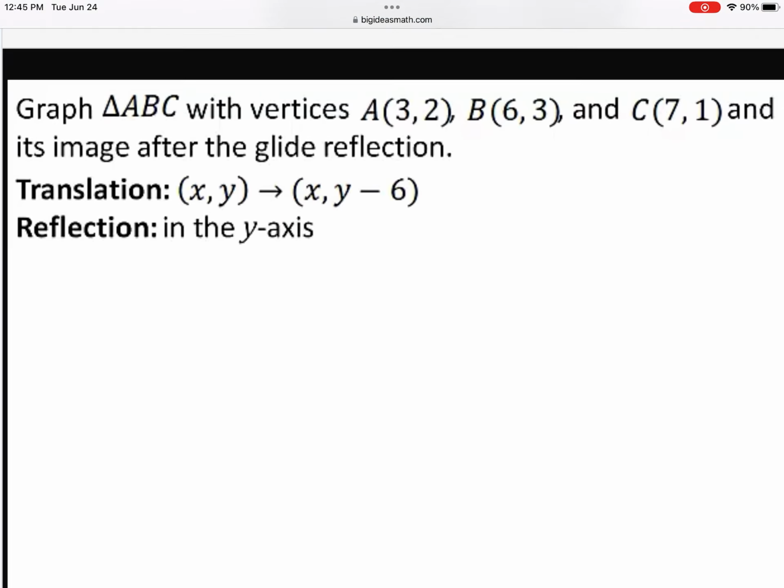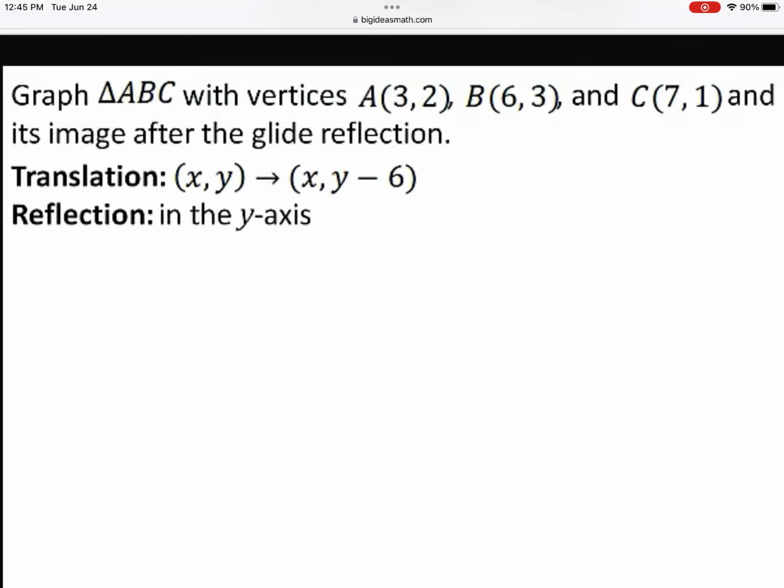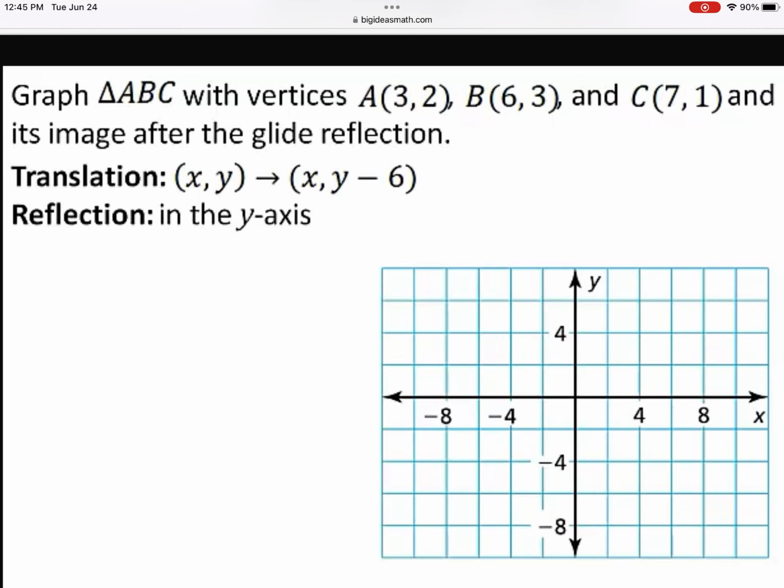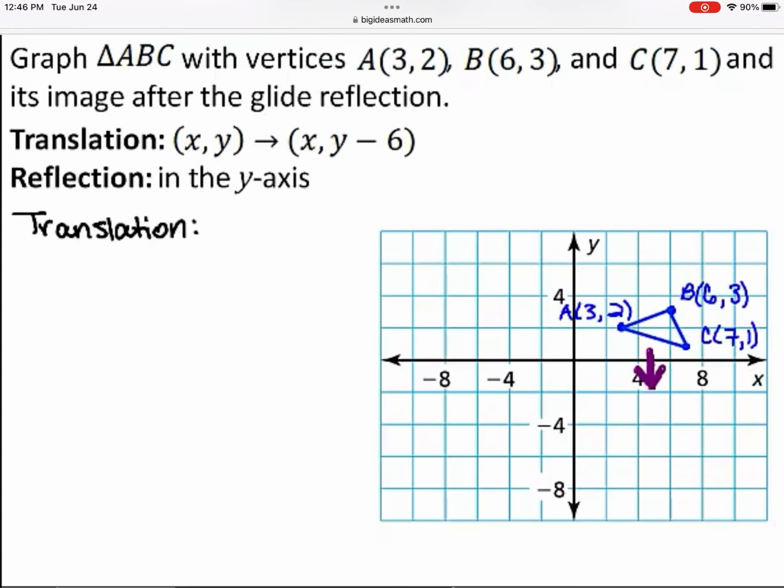Triangle ABC with vertices A(3, 2), B(6, 3), and C(7, 1), and its image after the glide reflection: a translation such that the point (x, y) maps to the point (x, y - 6), followed by a reflection in the y-axis. First, you want to graph triangle ABC with vertices A(3, 2), B(6, 3), and C(7, 1). Next, you want to translate triangle ABC 6 units down. This translation maps the point (x, y) to the point (x, y - 6).